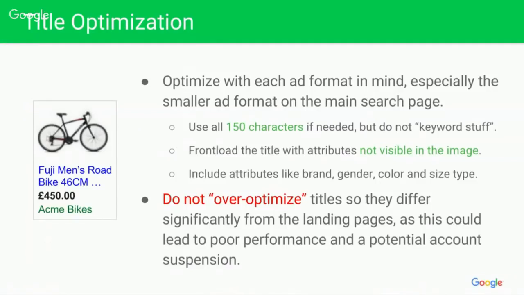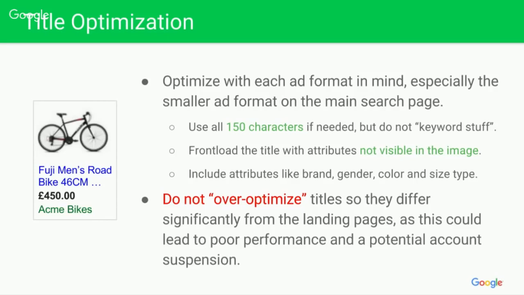So the first one, let's start with title. Title is the most important field to focus on because it's indexed for search, it's visible in the ads, it's a really critical field to focus on. And so here are some tips and tricks for how to create really good product titles. The first thing is to recognize that there's 150 characters that you can use for product titles. You don't have to use all of them. You want to make sure you don't keyword stuff to fill it.